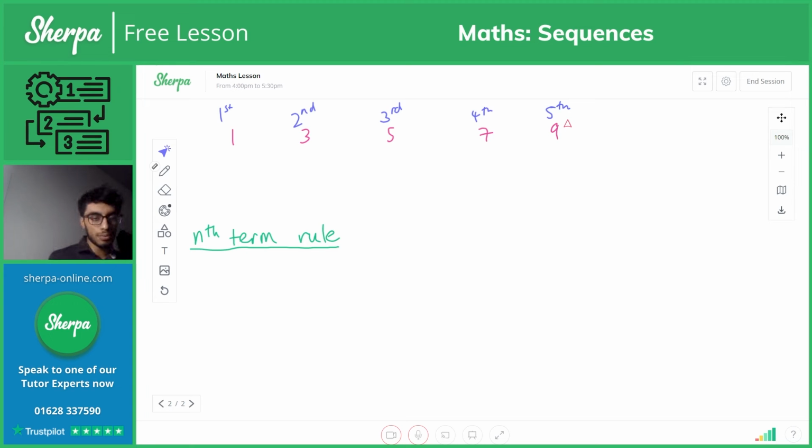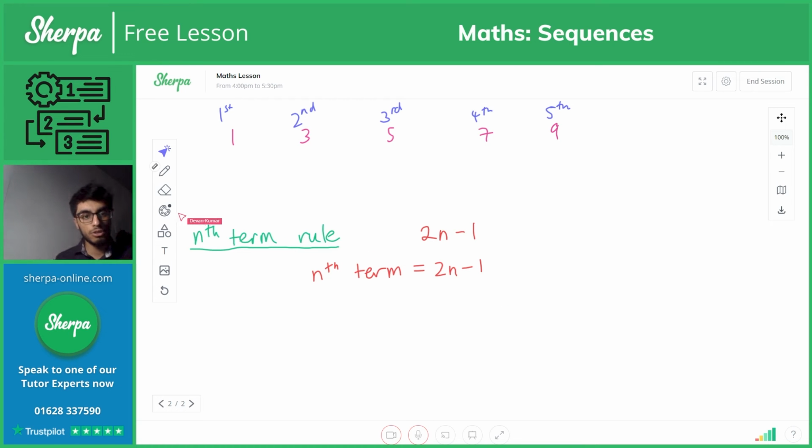But we want to be able to relate the place that a number is in the sequence to what the number actually is itself. So I'll tell you what the nth term is for this sequence to begin with, and we'll see how it matches up. The nth term here is 2n minus 1. Now, what does this mean? If I write it as an equation, the nth term equals 2n minus 1. What does that mean for my sequence?